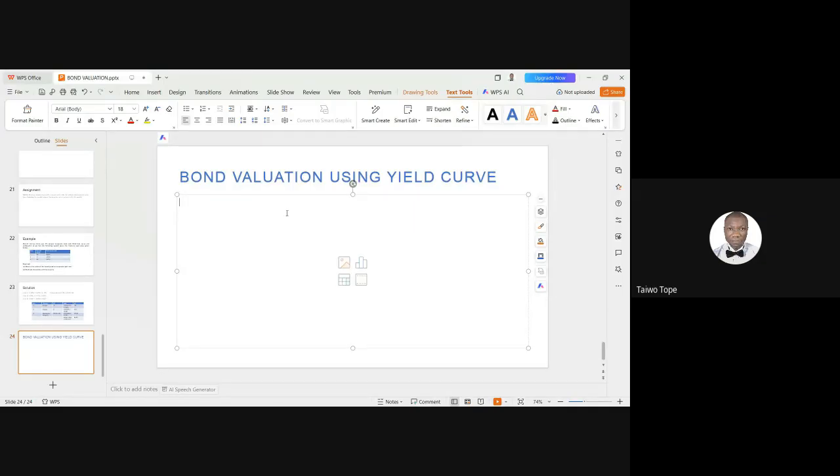Bond valuation using yield curve. Now, you can be asked to determine the bond value, that is, to calculate the price at which the bond should be issued. In doing this, there are 2 concepts that you can be tested on. You can be tested on spot rates or on forward rates.